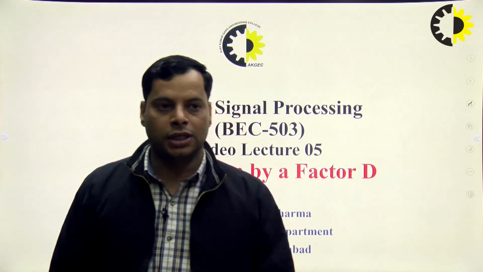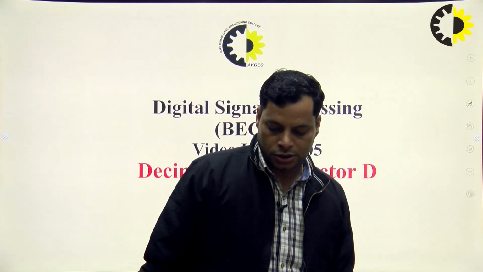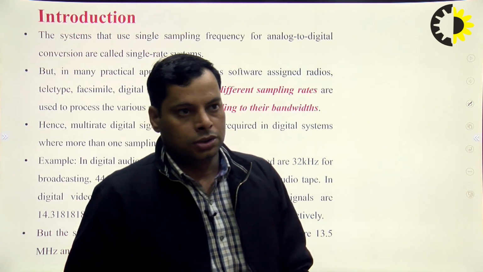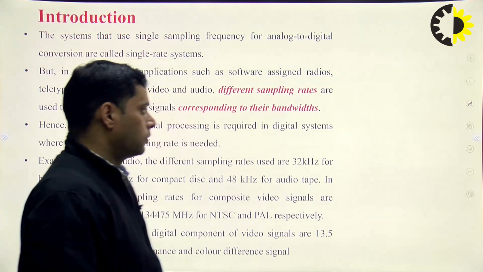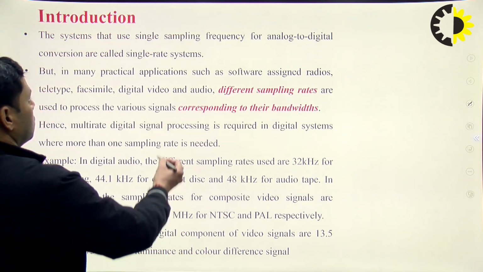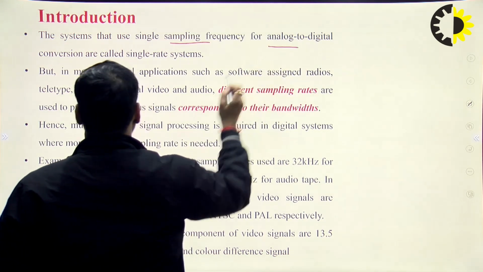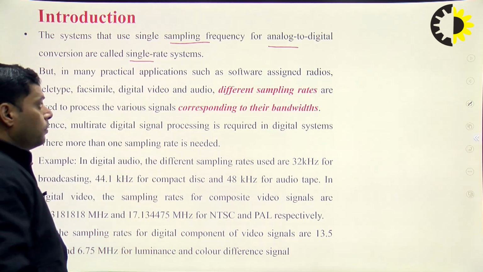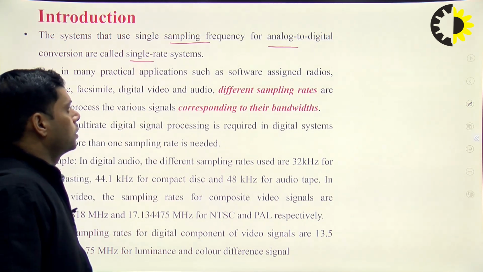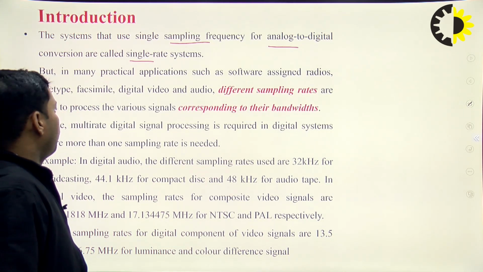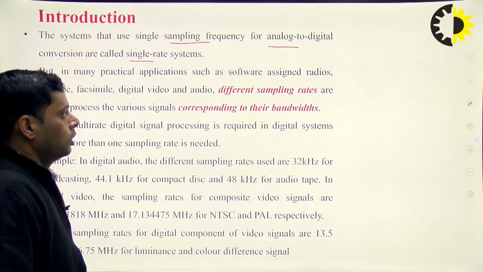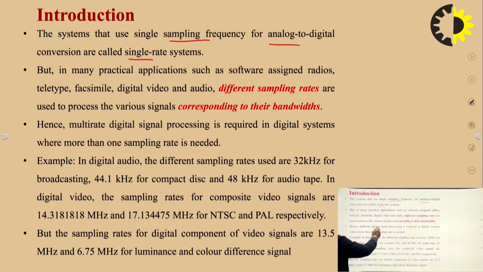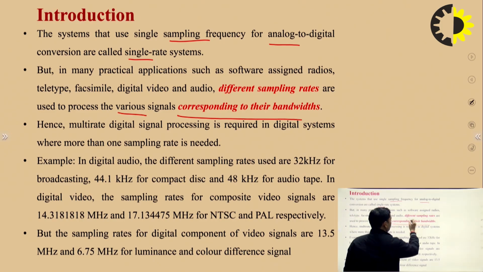In this lecture, the topic selected is decimation by a factor capital D. As per the introductory part, a system that uses a single sampling frequency for analog to digital conversion is simply called a single rate system. But in many practical applications such as software defined radios, teletype, facsimiles, digital video and audio, different sampling rates are used to process the various signals corresponding to their bandwidth.